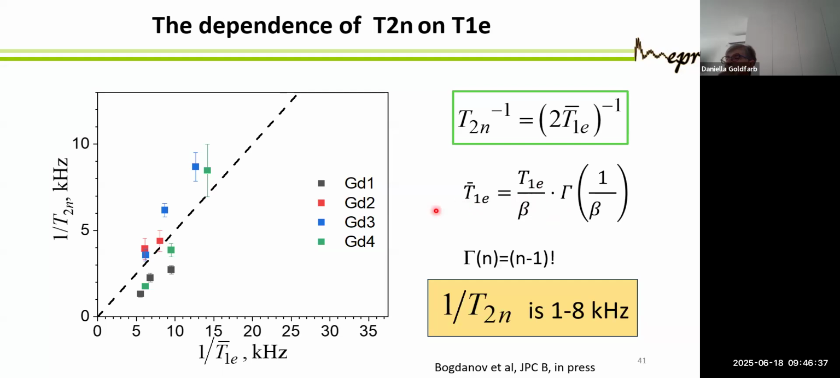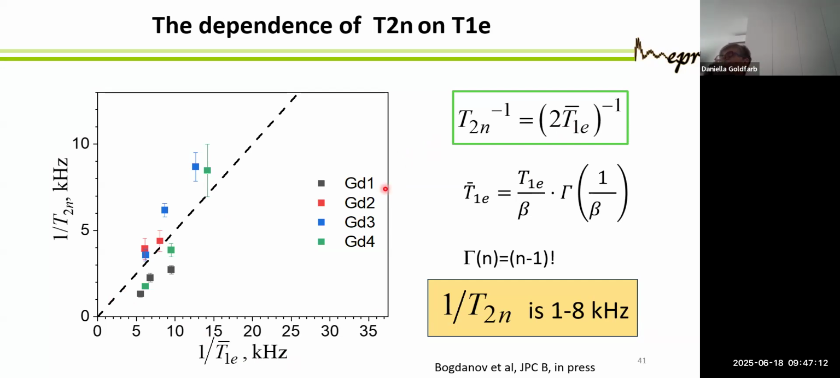And if you plot now your 1 over T2n that you measure as a function of 1 over T1, you see that it falls more or less on a straight line, which tells you that 1 over T2 is equal to 1 over 2 T1s. And this was already predicted by John Morton in one of their papers, and this is really very nice. So this tells us that at least for gadolinium, for fluorine, for protons, things are different.